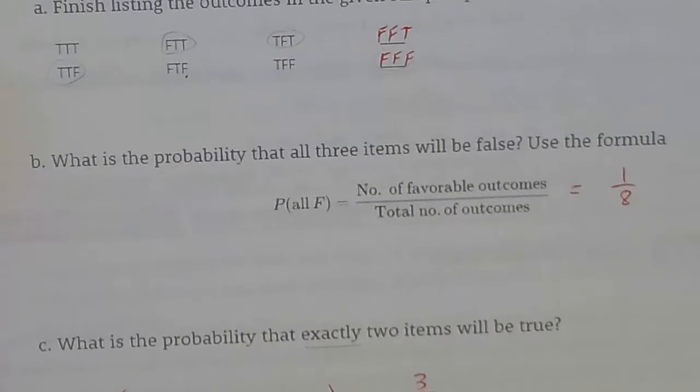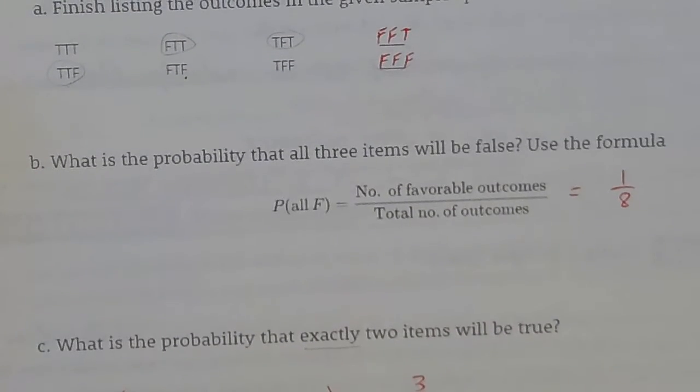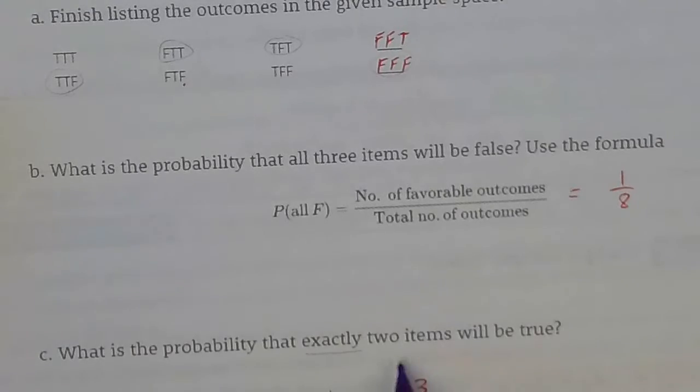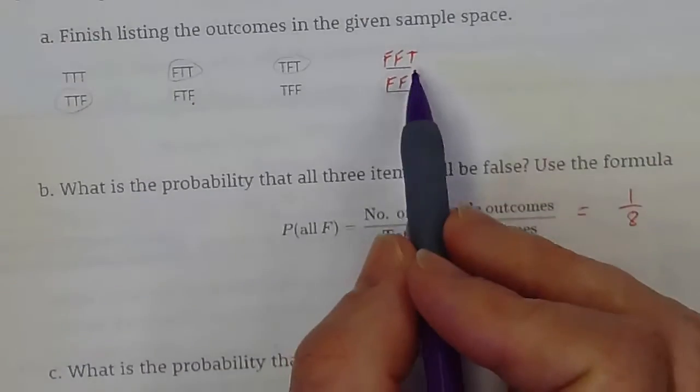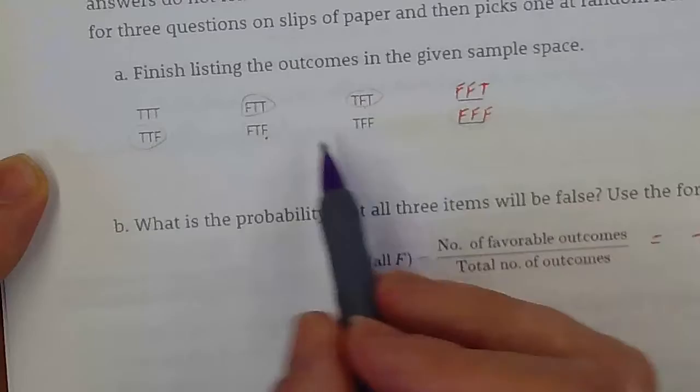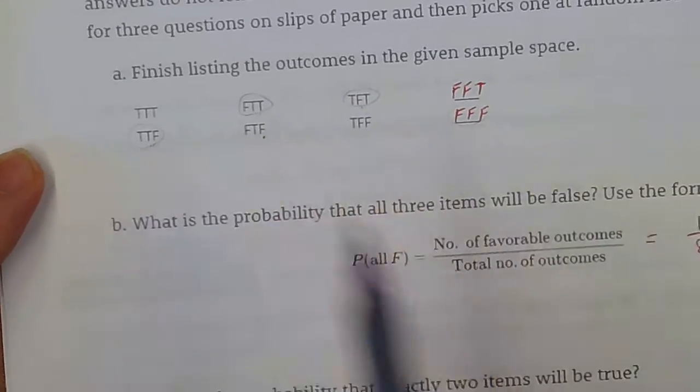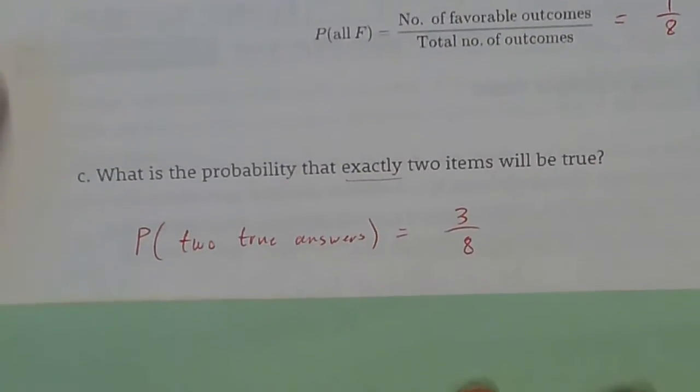What's the probability that exactly 2 items will be true? Go through the sample space and figure it out. It doesn't have to be the first 2 or the last 2, exactly 2. So we've got this one here, this one here, this one here. So that's 3 out of the 8.